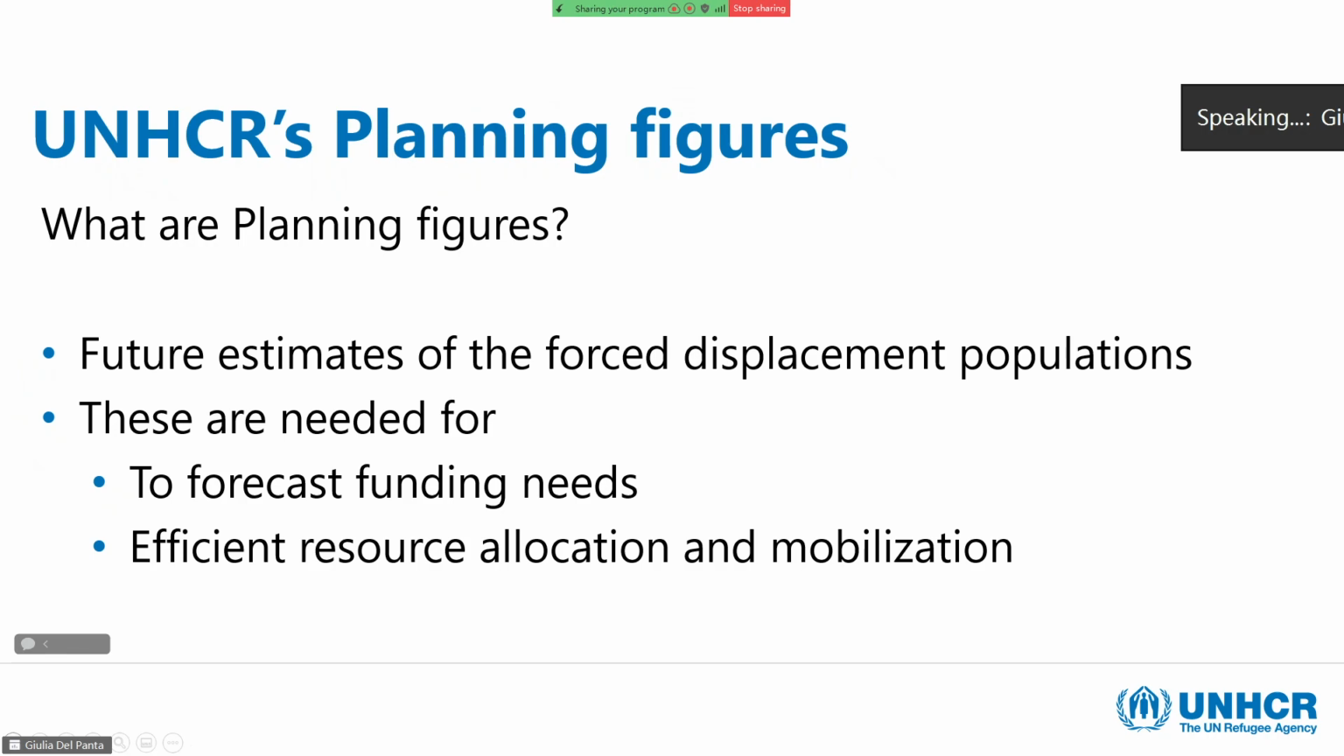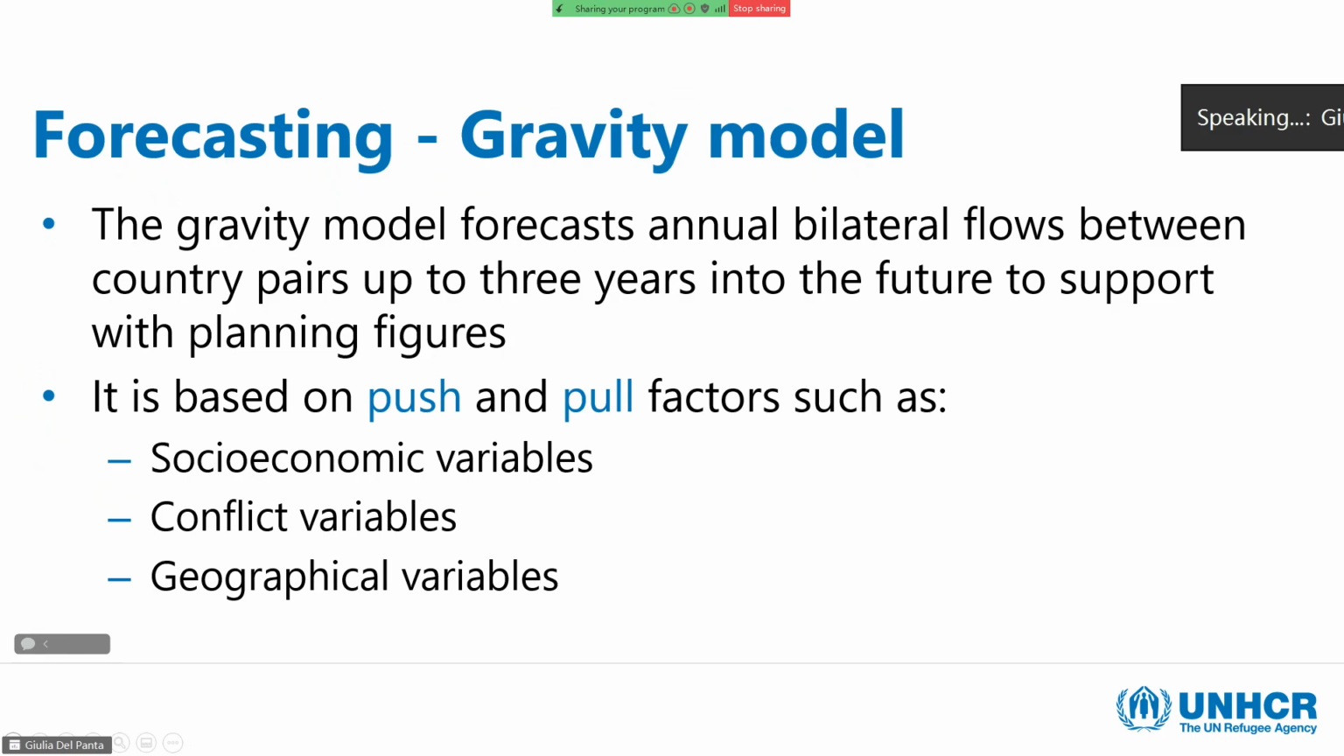And one of the things data science can help in that case is by building basically this gravity model that depends on a trade model, which forecasts annual bilateral flows between country pairs up to 3 years into the future. And this is based on push and pull factors, such as like socioeconomic variables, conflict variables such as deaths, geographical variables such as location of the country and how many other countries it borders with, etc. So the idea is that there are push factors that push people out of a country and pull them into another country.